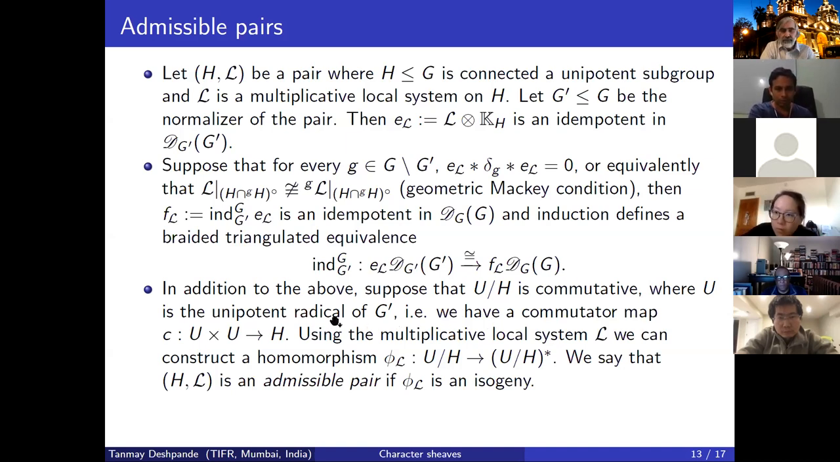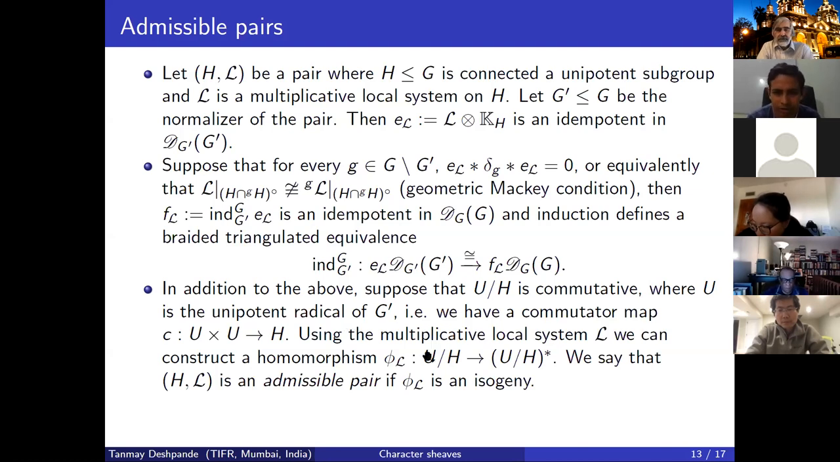So the unipotent, yes. In addition to this, let's assume that U modulo H is commutative. Basically, what this means is that if we look at the commutator map from U cross U, it in fact maps to H. Now, using the multiplicative local system L, we can construct a homomorphism from U mod H to the Serre dual of U mod H.